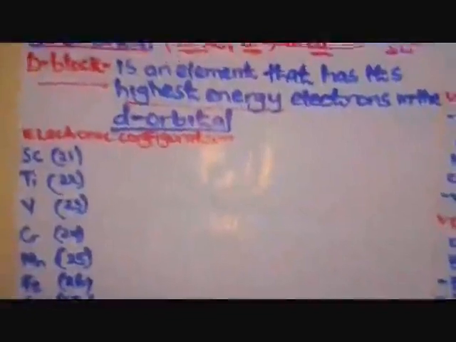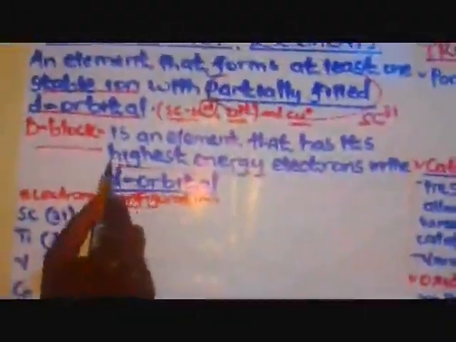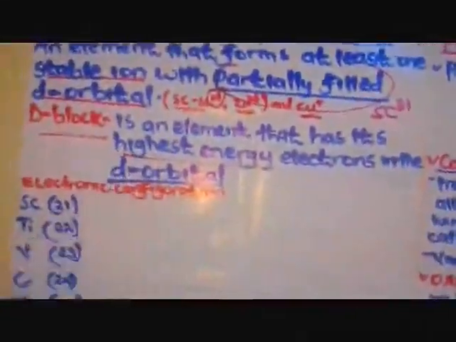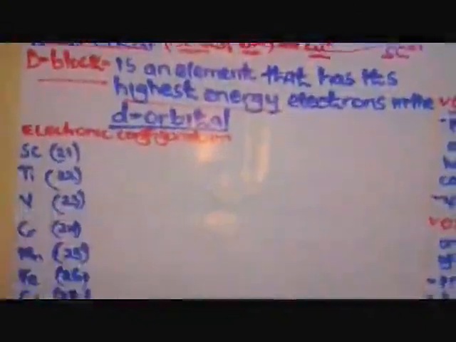From there, after grasping properly the difference between transitional elements and D block elements, remember, as I'm reminding you, an element is D block only if it is filling its last electrons in its highest energy level, which is the D orbital. So it is an element that has its highest energy electrons in the D orbital. These ones form partially filled orbitals. Let us move to electronic configuration now.